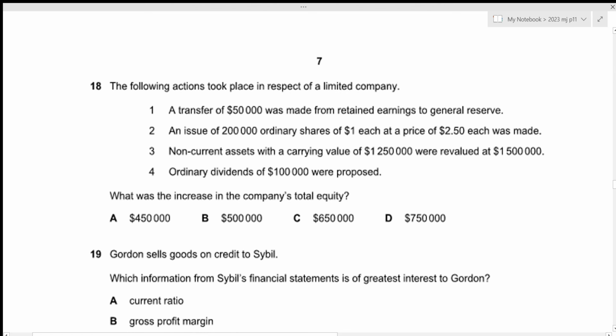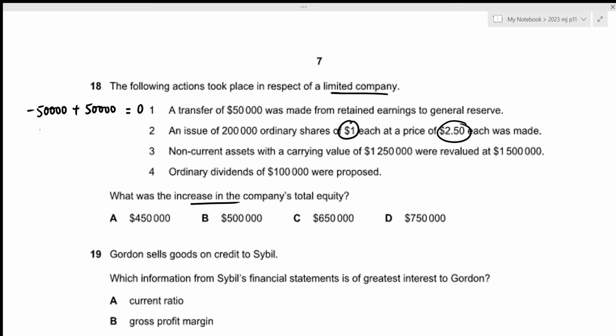The following actions took place in respect of a limited company. We need to figure out the increase in the company's total equity. Okay, so a transfer of 50,000 was made from retained earnings to general reserve. So this will have no effect on company's total equity, because remember that the 50,000 will be subtracted from our retained earnings and the same 50,000 will be added to the general reserve. So the total change is 0. For the second one, an issue of 200,000 ordinary shares of 1 each at a price of 2.50 was made. So this will definitely result in the increment of our company's total equity. That will be by 200,000, that's the number of new ordinary shares, multiplied by the rate of new ordinary shares, that's 2.5.